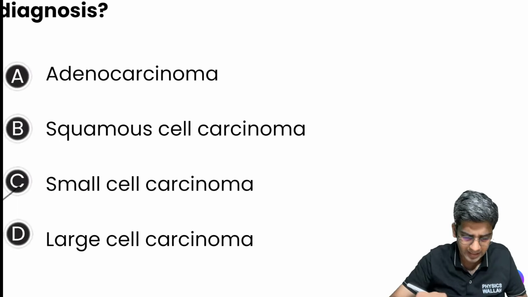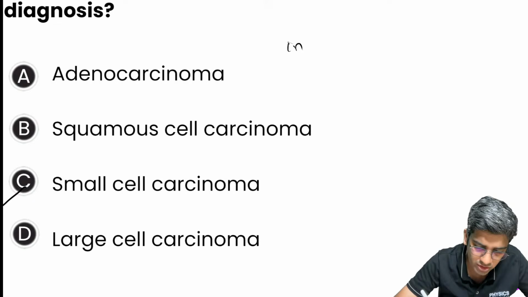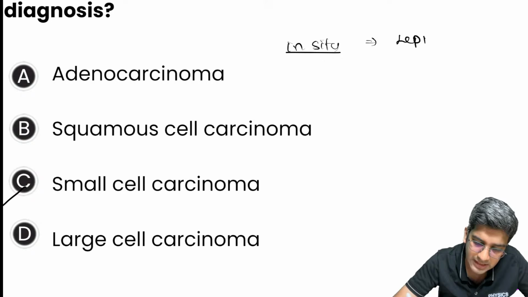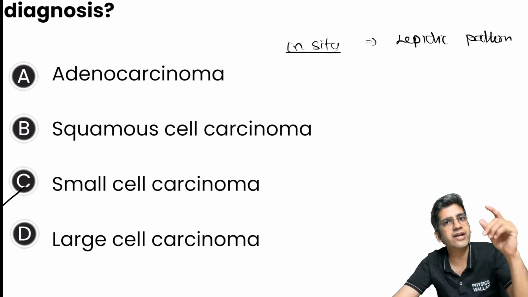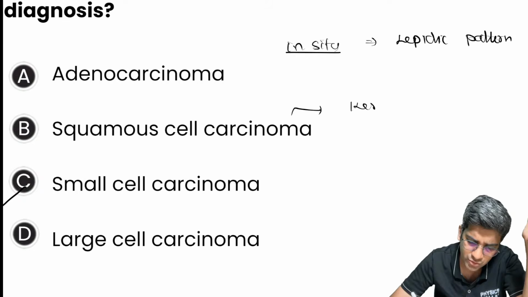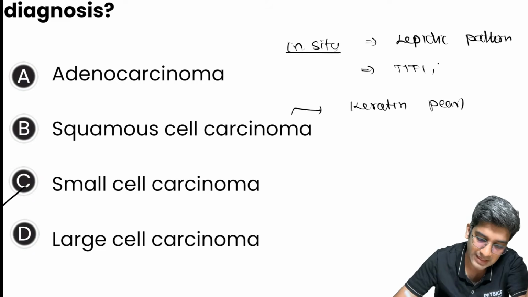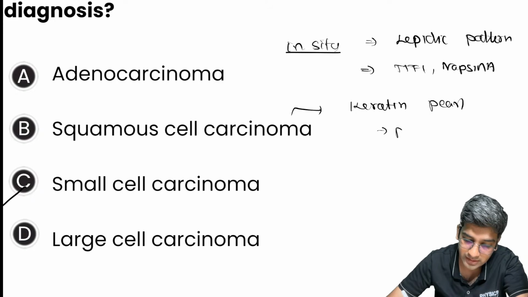Okay, let's look at any named or important finding in all of this, right? Adenocarcinoma, there's a variant called adenocarcinoma in situ, which has a classical finding called a lepidic pattern. You have to remember this pattern, it can come in an exam. Otherwise, every adenocarcinoma will have glandular morphology, right? Squamous cell carcinoma, wherever you see, will have only one finding in microscopy, which is keratin pearl. Adenocarcinoma markers: TTF1, napsin A. Keratin pearl, markers for squamous cell carcinoma: P40, P63.